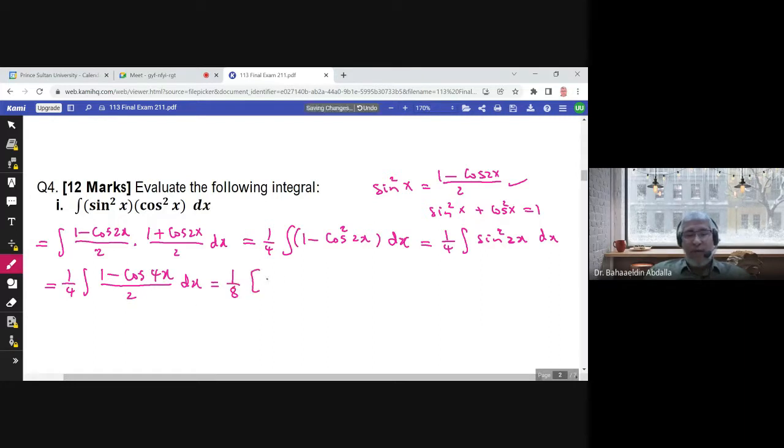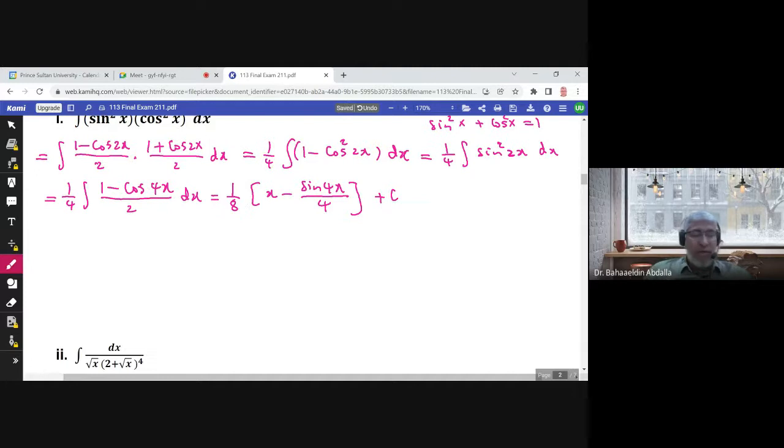Integral 1 is x, integral cosine is sine, but this is cosine 4x. So integral cosine 4x is sine 4x over 4, okay, plus c. So the final answer would be 1 over 8 x, okay, minus 1 over 32 sine 4x plus c.